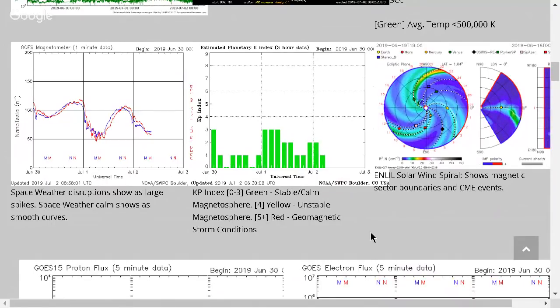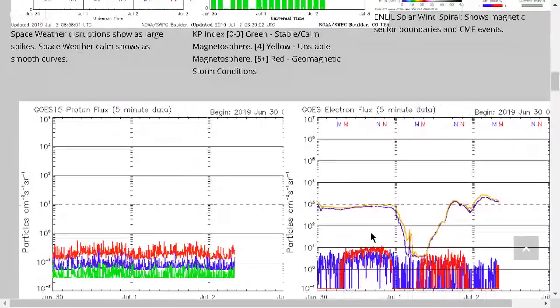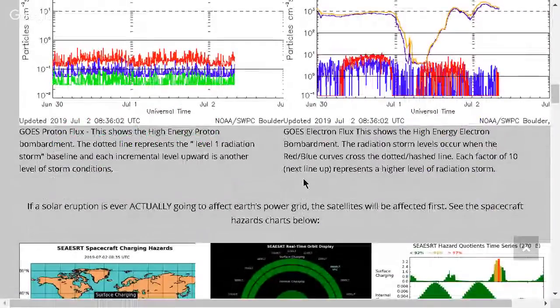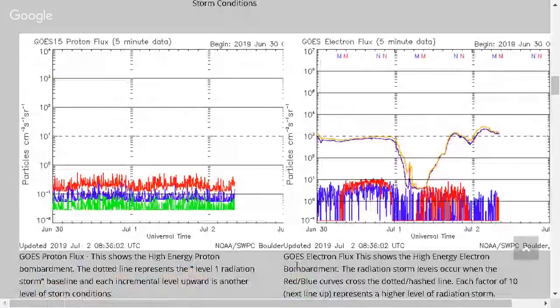KP never made it to 4 yesterday as forecasted by NOAA and has dropped back down to 1. Electron flux yesterday was the lowest I think I've ever seen it. There's a view of that. Still extremely low today, although an uptick from yesterday.